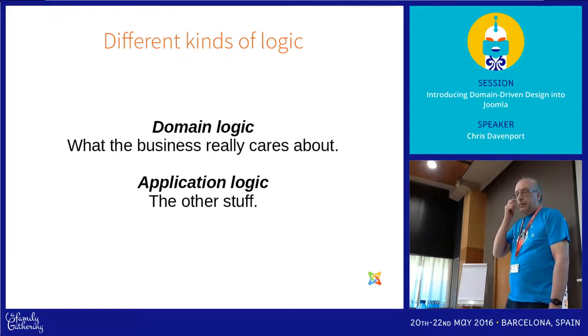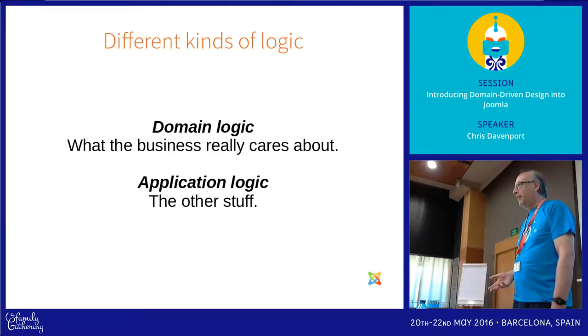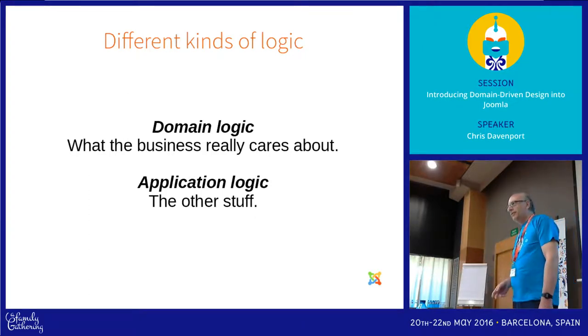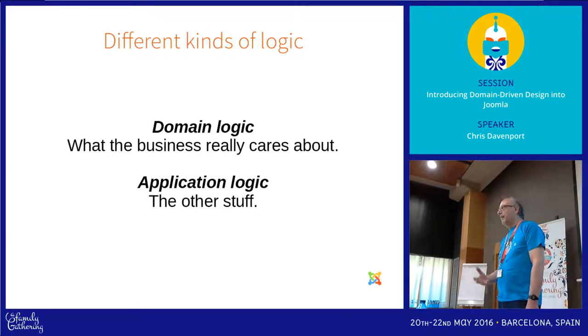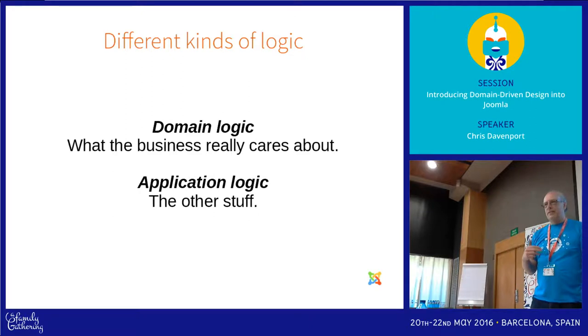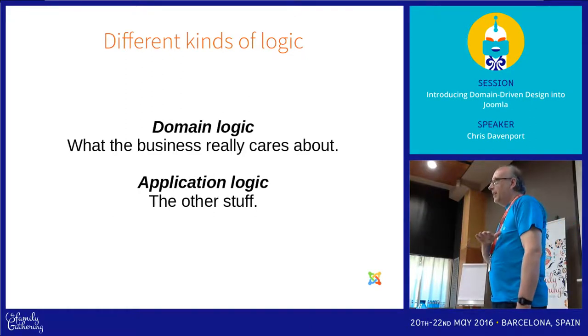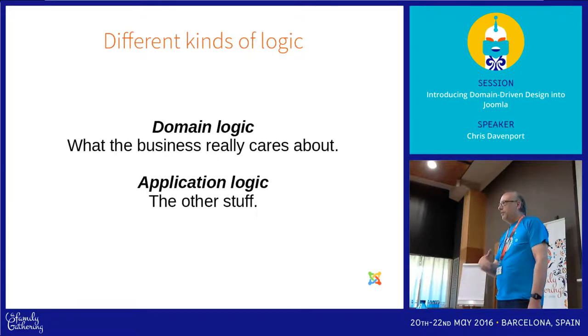Under application logic, you would have things like logging, sending out notifications, generating a PDF and emailing it to somebody, that kind of stuff. It's not stuff that the business really totally cares about. It's obviously important, but it's important in a different way. It's not what makes the business unique. It's peripheral stuff. And so that's, again, a natural grain within the software if we try to separate those two things out.